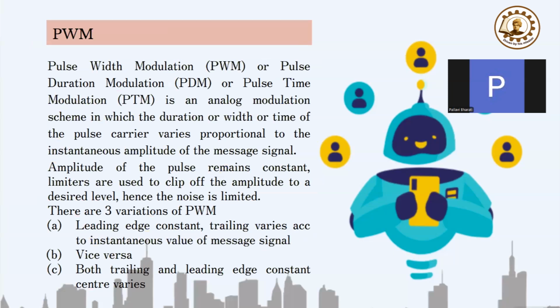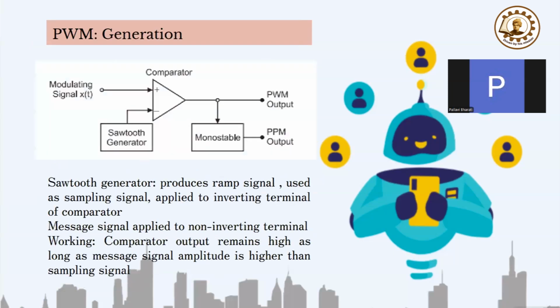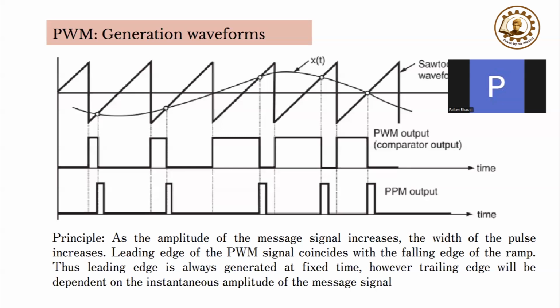Next we came to the PWM. For the generation of the PWM signal, you are using an op-amp as a comparator. And the working is that the comparator output will remain high as long as the modulating signal or the message signal is higher than the sampling signal. So here I explained you the process. The principle is that as the amplitude of the message signal is increasing, the width of the pulse is increasing.